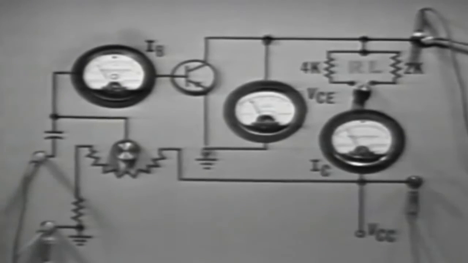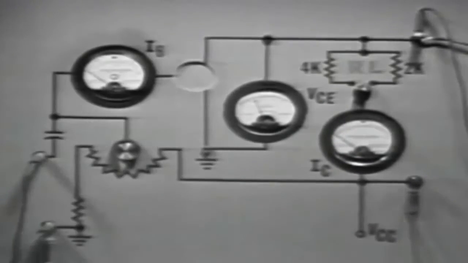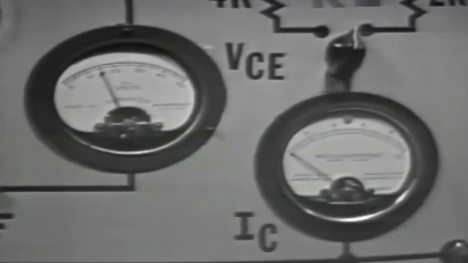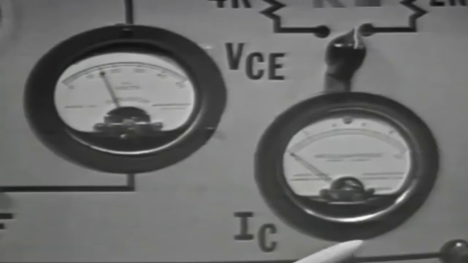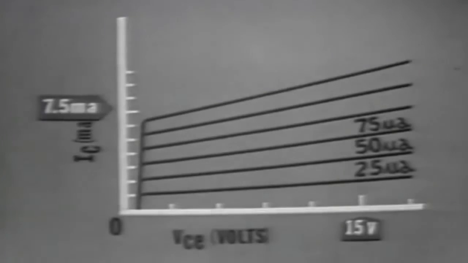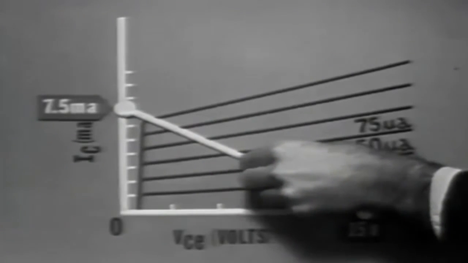And to show the circuit conditions when the transistor is not conducting, we'll remove the transistor from the circuit. Now we have an open, and the collector to emitter voltage is 15 volts, while collector current is 0 milliamps. This point of 15 volts collector to emitter voltage and 0 milliamps of collector current is right here on the graph. 15 volts is the maximum voltage in the circuit. By connecting these 2 points on the graph with a straight line, we have the load line for this transistor amplifier.